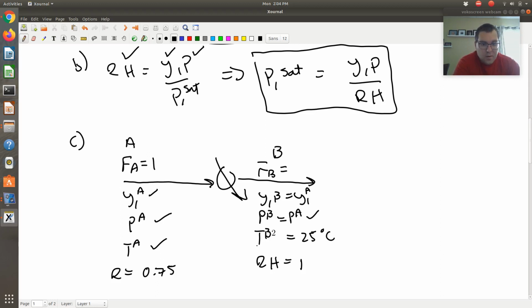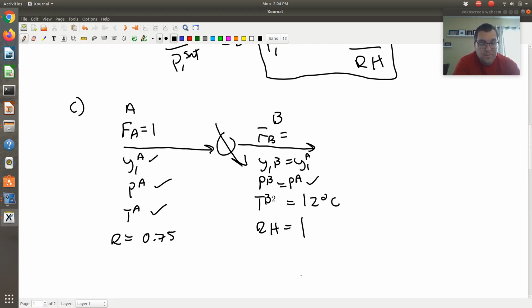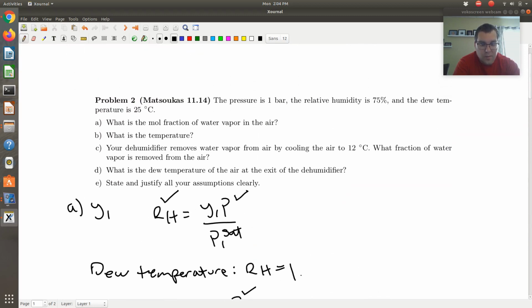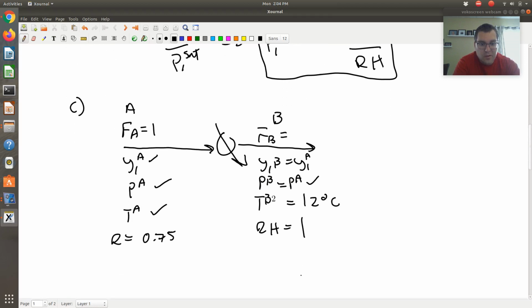Cool. So what we're going to look at here, though, is what if now I were to cool this system down to 12 degrees C? What's going to happen? If I look at the question again, it wants to know how much water is going to be removed. So if I quench it down to 12 degrees C, I know at 25 degrees C I'm at saturation, at my dew temperature. So if I continue to quench it down, I'm still going to be at a relative humidity of 1.